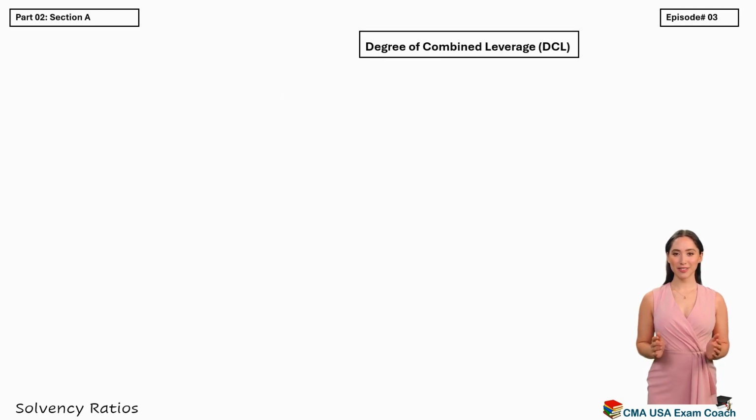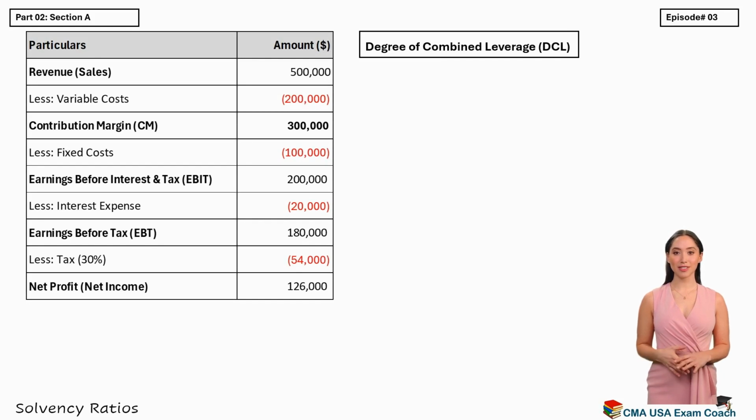Now, let's look at the degree of combined leverage, DCL, which is a mix of both degree of operating leverage and degree of financial leverage. DCL tells us how sensitive net income, EBT, is to changes in sales by considering both fixed operating costs and interest expenses. In other words, it shows how the contribution margin covers both fixed costs and interest before reaching net income. How does it work? A company with high fixed costs, that is operating leverage, and high interest payments, that is financial leverage, will have a high combined leverage, meaning small changes in sales can cause large fluctuations in net income. If sales increase, profits grow significantly, but if sales decrease, net income drops sharply. This is the risk of combined leverage.